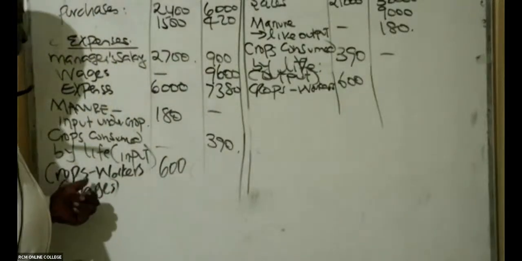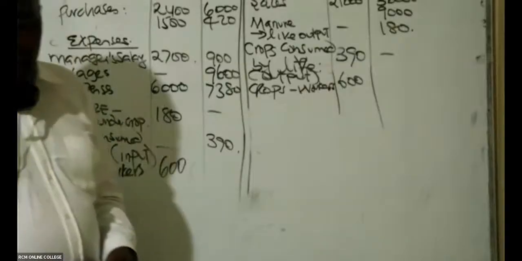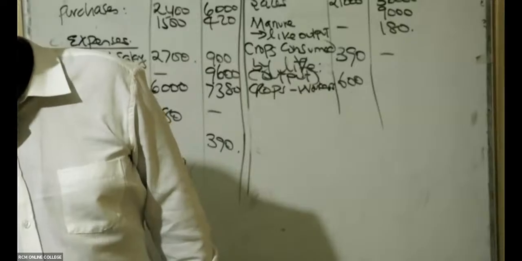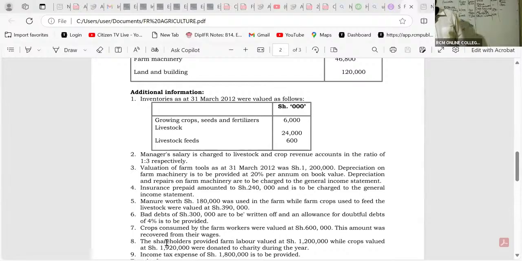All right. So, ladies and gentlemen, after that, what else do we have here? Do we have any other stuff? Oh, yes. We are told the shareholders provided farm labor valued at 1.2 million. So these shareholders came and did something in the farm, but remember, we never paid them any cash. The shareholders provided farm labor valued at 1.2 million, while crops valued at 1,920 were donated to charity during the year.